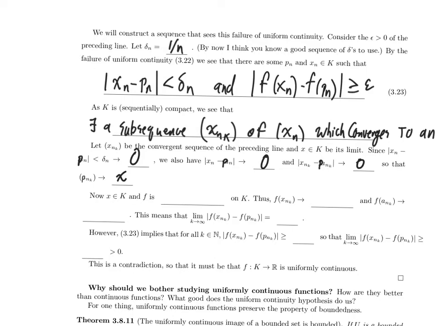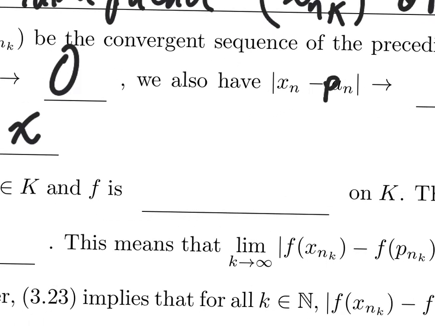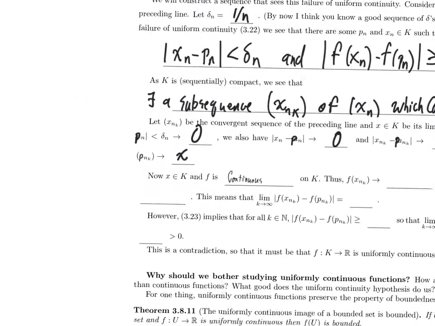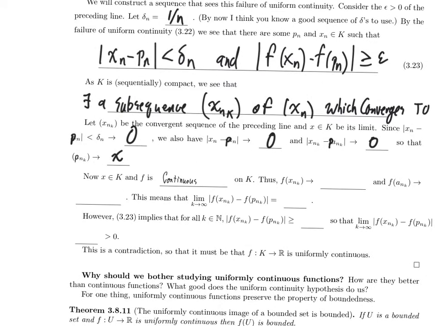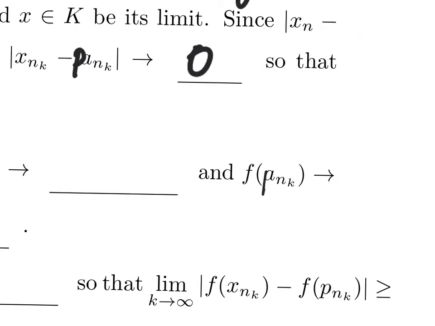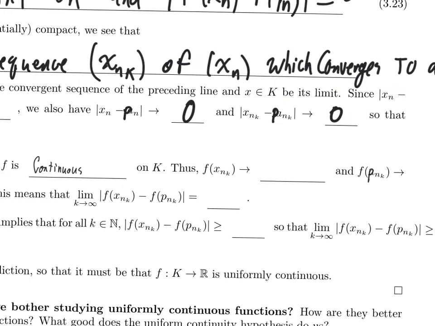Now this element x is in K, and by assumption, this function f is continuous on the set K. That means this function f is continuous in particular at x. Well, let's just think about this x_{n_k} and p_{n_k} now. Since x_{n_k} converges to x, and f is continuous at x, f(x_{n_k}) must converge to f(x).